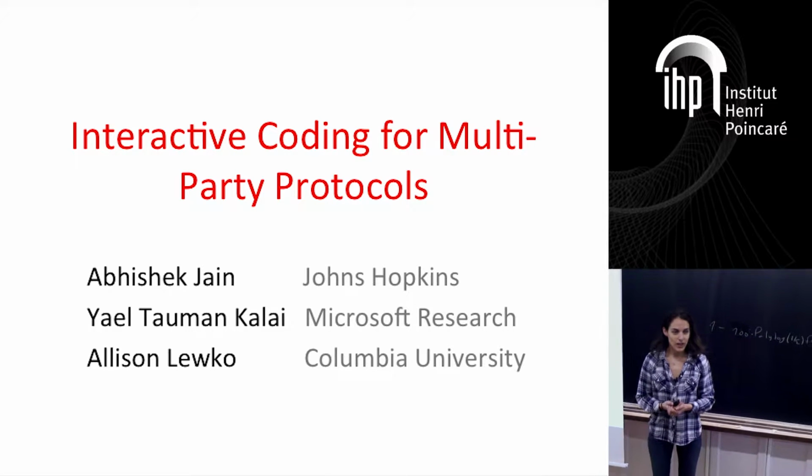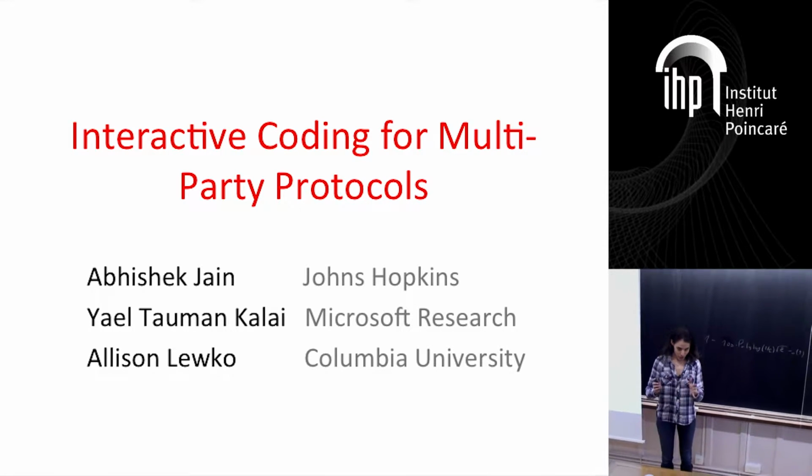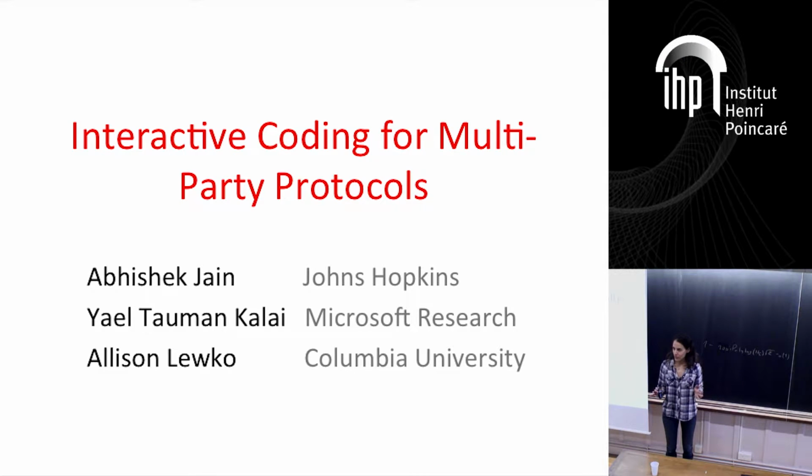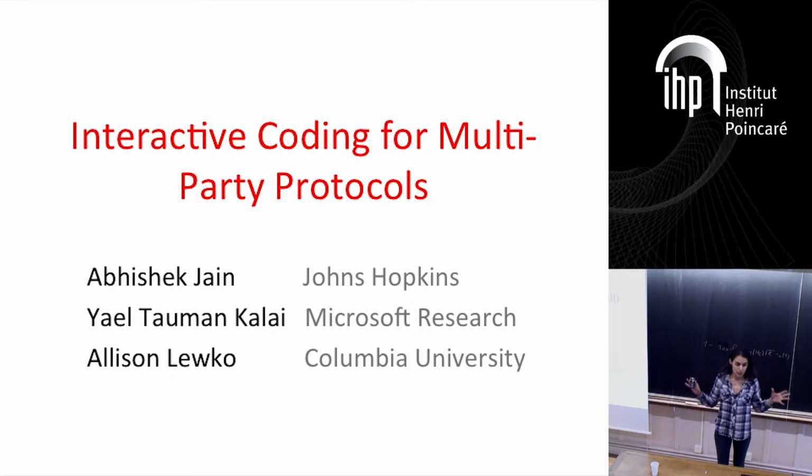So in this talk, we heard several talks about interactive coding where two parties try to talk and we want to correct for errors. In this talk, I'm going to continue this line of work, but I'm going to consider the case when there are many parties, not just one. So we have many parties, we want to talk, and we still want to correct errors. This is joint work with Abhishek Jain and Alison Leuko.